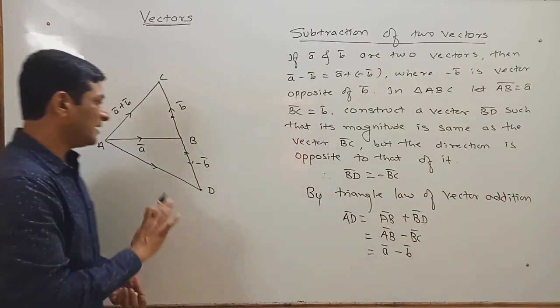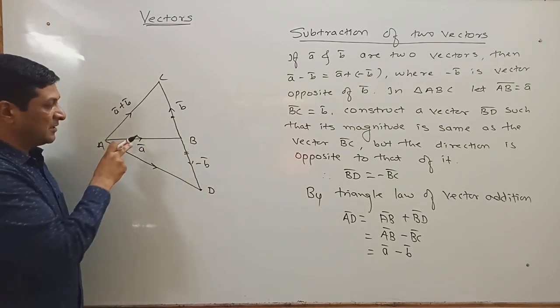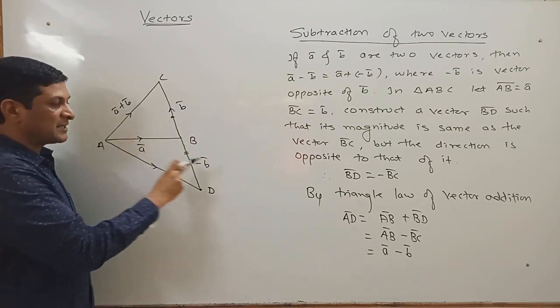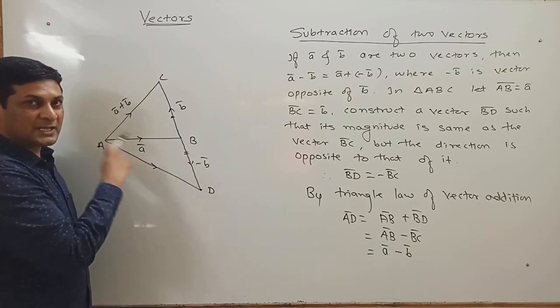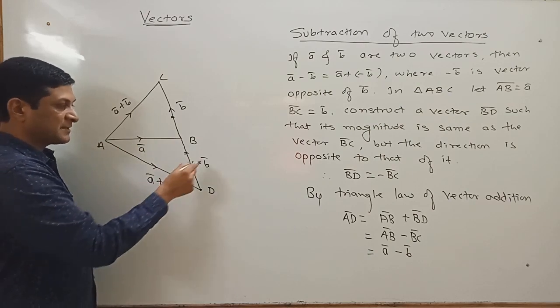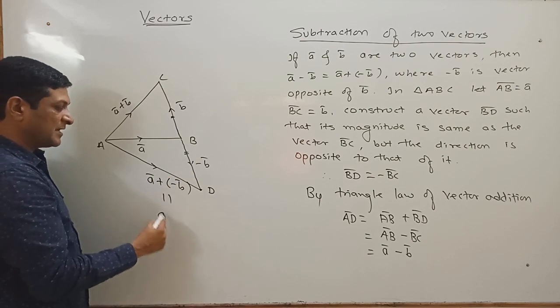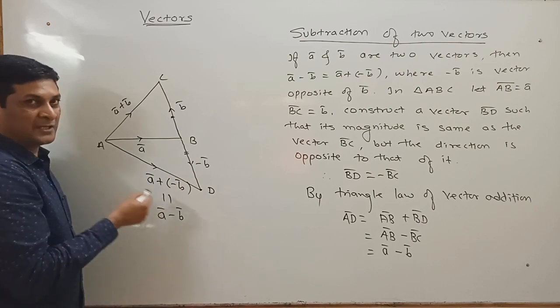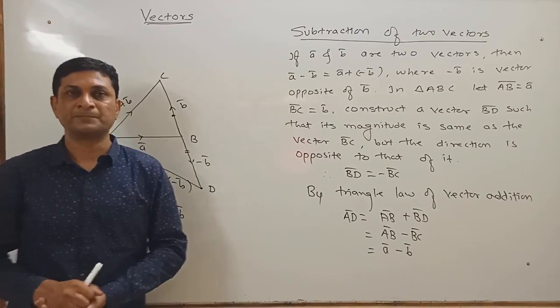minus B bar. Again observe here in this triangle, if you are applying triangle law of vector addition, one side is denoted by A bar, another side is denoted by minus B bar. Then according to triangle law, third side will represent the resultant. Means A bar plus minus B bar, which can be written as A bar minus B bar. Using this method, we are finding subtraction of two vectors.